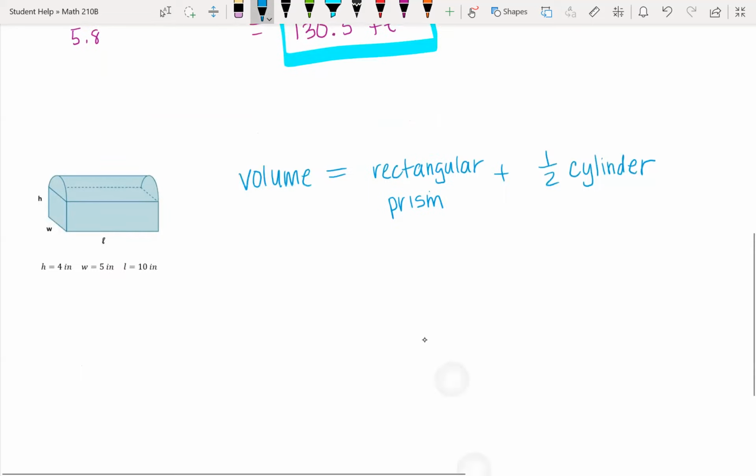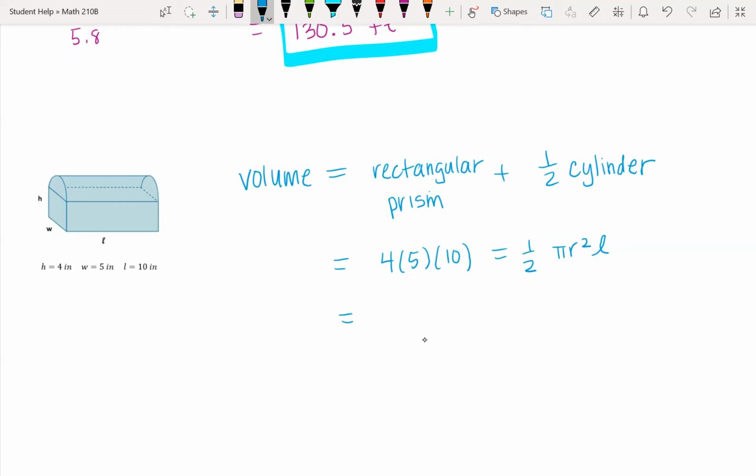So the rectangular prism, that part's easy, right? It's just length times width times height. So 4 by 5 by 10. For the cylinder, the way that we find the volume is we take the area of the base, which is a circle, so pi r squared, and then we multiply it by the height. In this case, height is the variable L. I've got the 1/2 in front because we've got that cylinder cut in half.